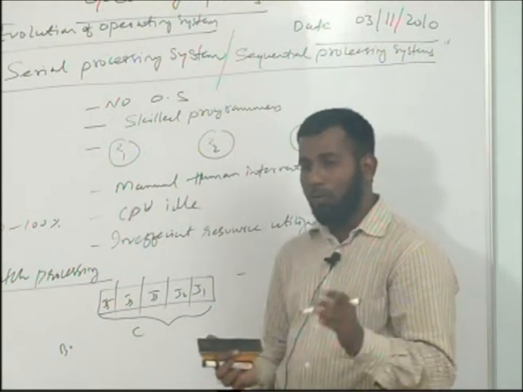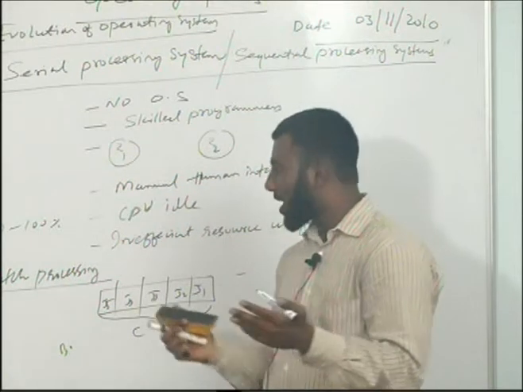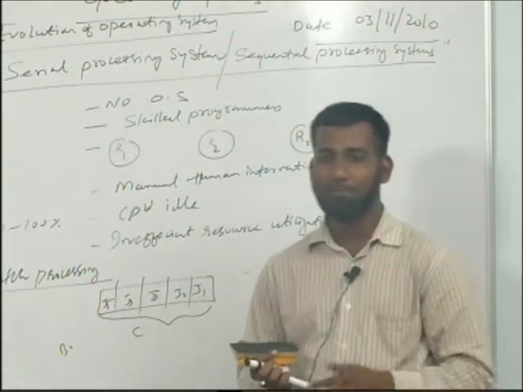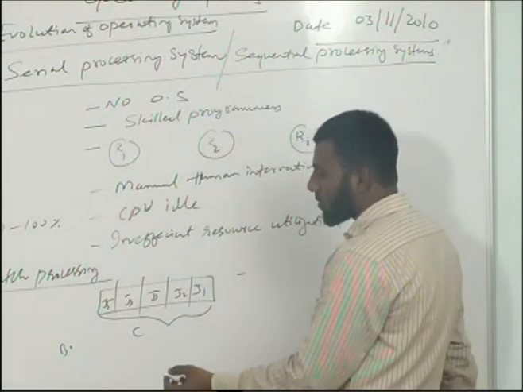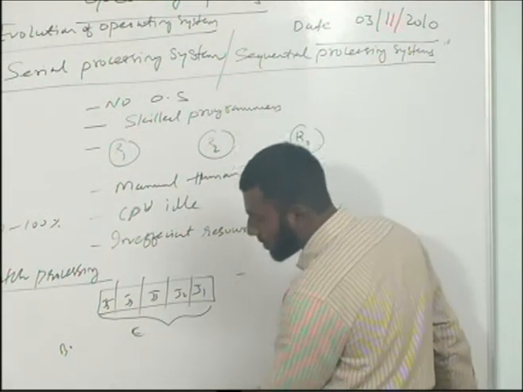It means that when a job is submitted in batch processing, it has no ability to interact with the user. There is no interactivity, and the same set of jobs are used. Now suppose I have two sets of jobs, one is C and another is, for example, COBOL.